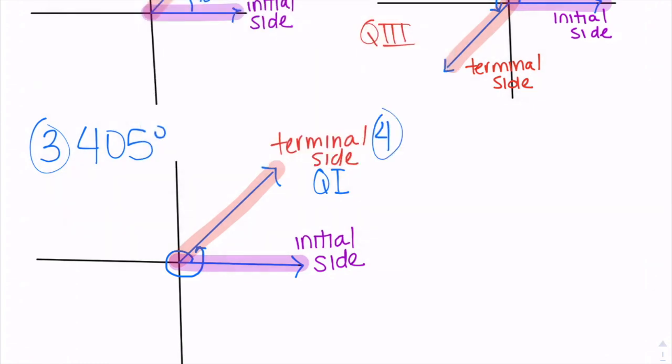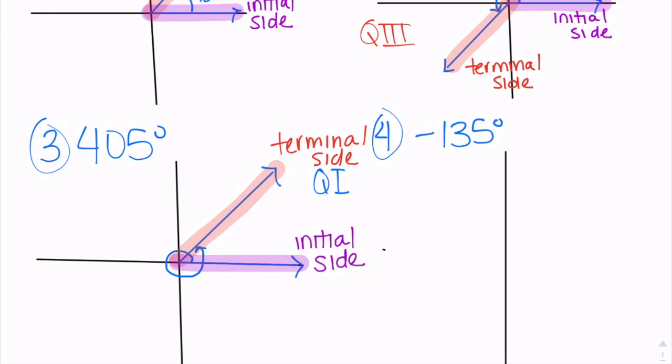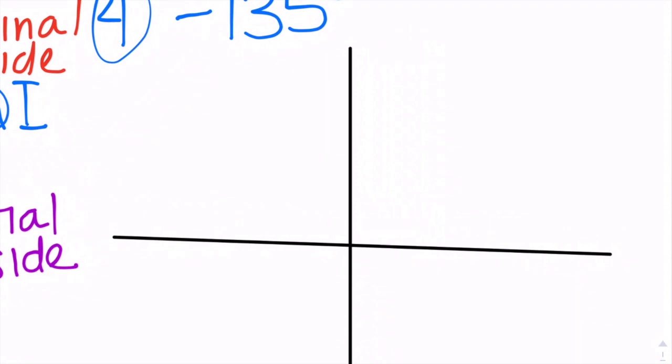And then example 4, if we have negative 135 degrees, we usually move counterclockwise around it in order to do a positive angle. So to do a negative angle, we're going to move clockwise around our circle. So we need to go negative 135, which is 90, and then 45 degrees more. So we're going to go this way, 135 degrees. So our terminal side's over here. Our initial side's always on this axis there.